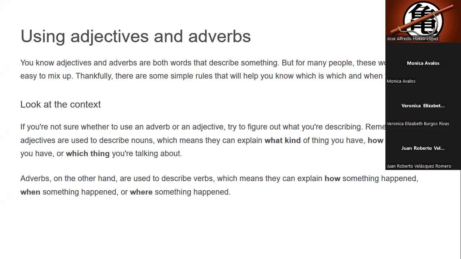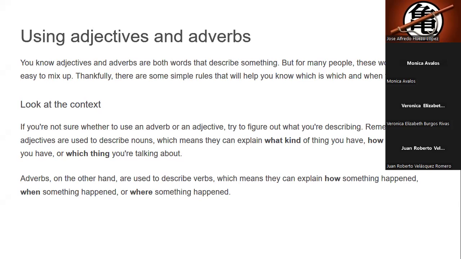Very good, perfect. Sometimes we are confused about adjectives and adverbs, but they are both for describing, but different things. They describe different things. So adjectives and adverbs are both words that describe something. So adjectives and adverbs are for description, okay? But for many people, these words are also easy to mix up.